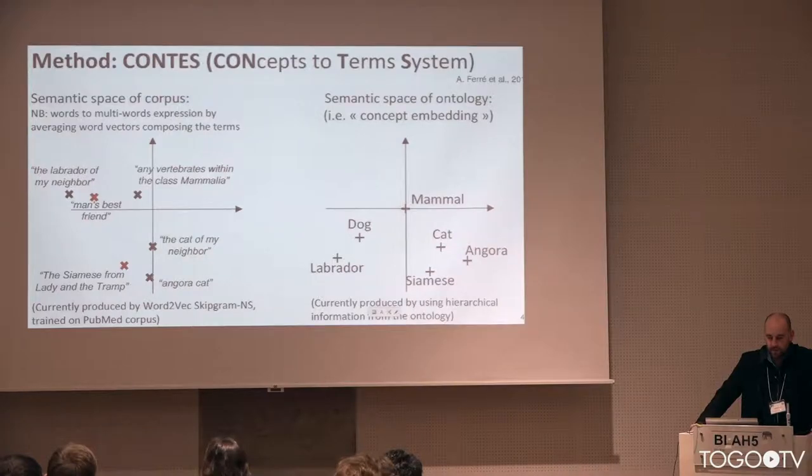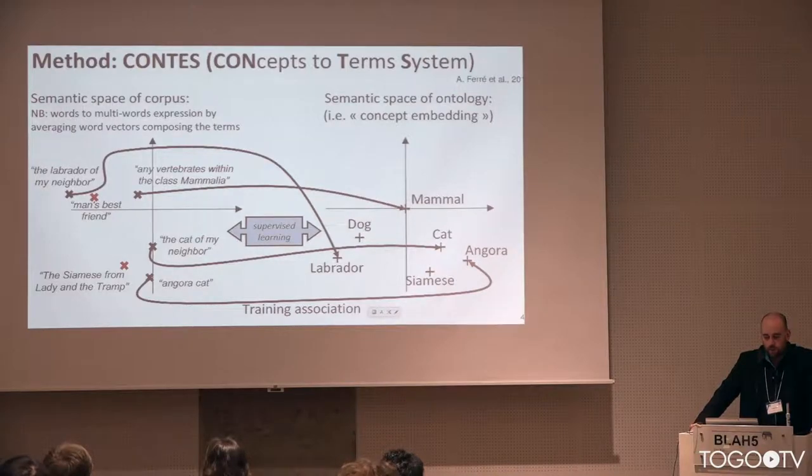So the method CONTES, for concept-to-term system, begins by using two different semantic spaces. The semantic space of the corpus, which is produced currently with word2vec and skip-gram negative sampling trained on a PubMed corpus, to represent mentions. And another semantic space of the ontology, a kind of concept embeddings, currently produced by using the hierarchical structure of the ontology.